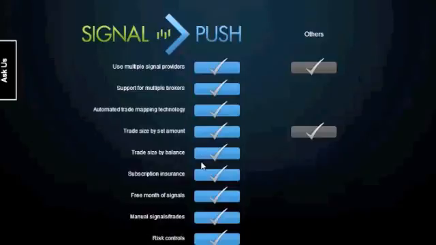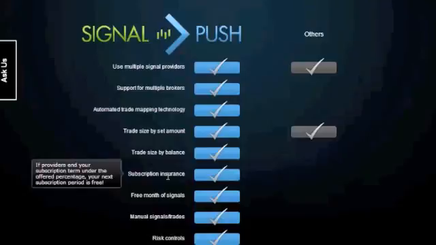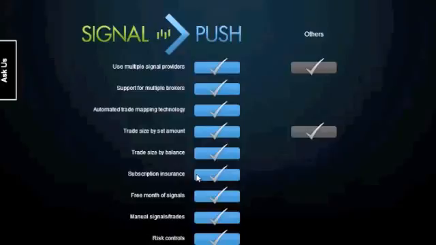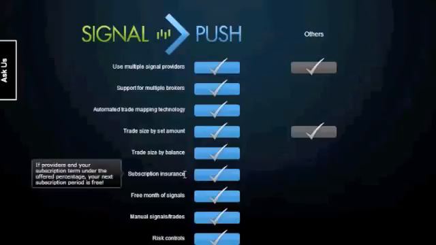Trade size set by amount, trade size by balance. A key feature here is subscription insurance. That is a key benefit and feature. Let's go over exactly what that means. If a provider states that they have to hit 60 or 65% a month or better, and they go under that amount in a month, your next month of service is free, which is fantastic because that keeps the providers in alignment for doing well. That's an incentive for them to do well because they want to get paid for that next month, right?